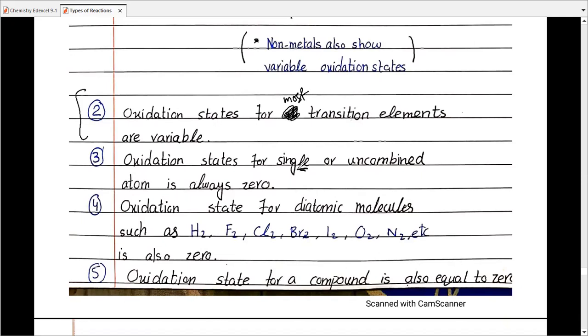Oxidation state for a single uncombined atom is always zero. Because of this rule, I was able to put zero on top of magnesium, zero on top of copper. This is the rule that I followed. That's how I know if there is a single uncombined atom. Uncombined atom means an atom which hasn't combined with any other atom. It's single, it's alone. So magnesium, or all the atoms along with it are of the same type.